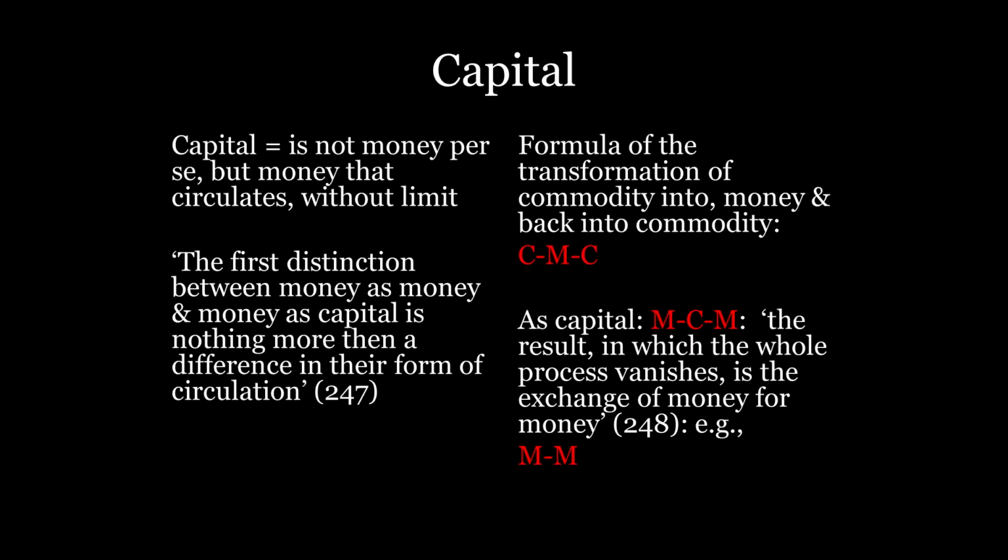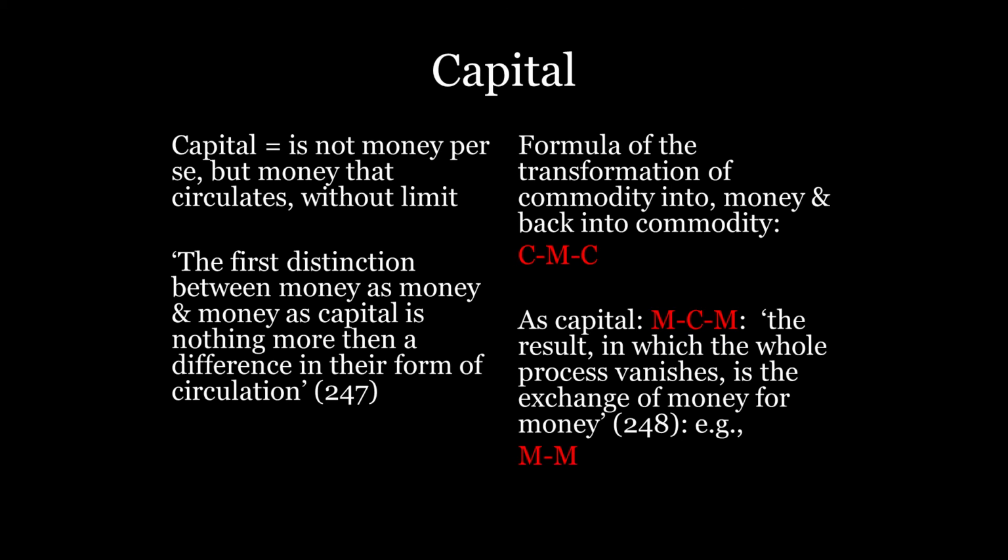So first of all, we're going to talk about the distinctions between capital and money. And money as money is something different from money as capital. Capital is money that circulates, as Marx writes. It is money that you launch into circulation. It is money that is used in a certain way. So the difference between money as money and money as capital is that money as capital is that which circulates. So the first distinction between money and money as capital is nothing more than a difference in their form of circulation.